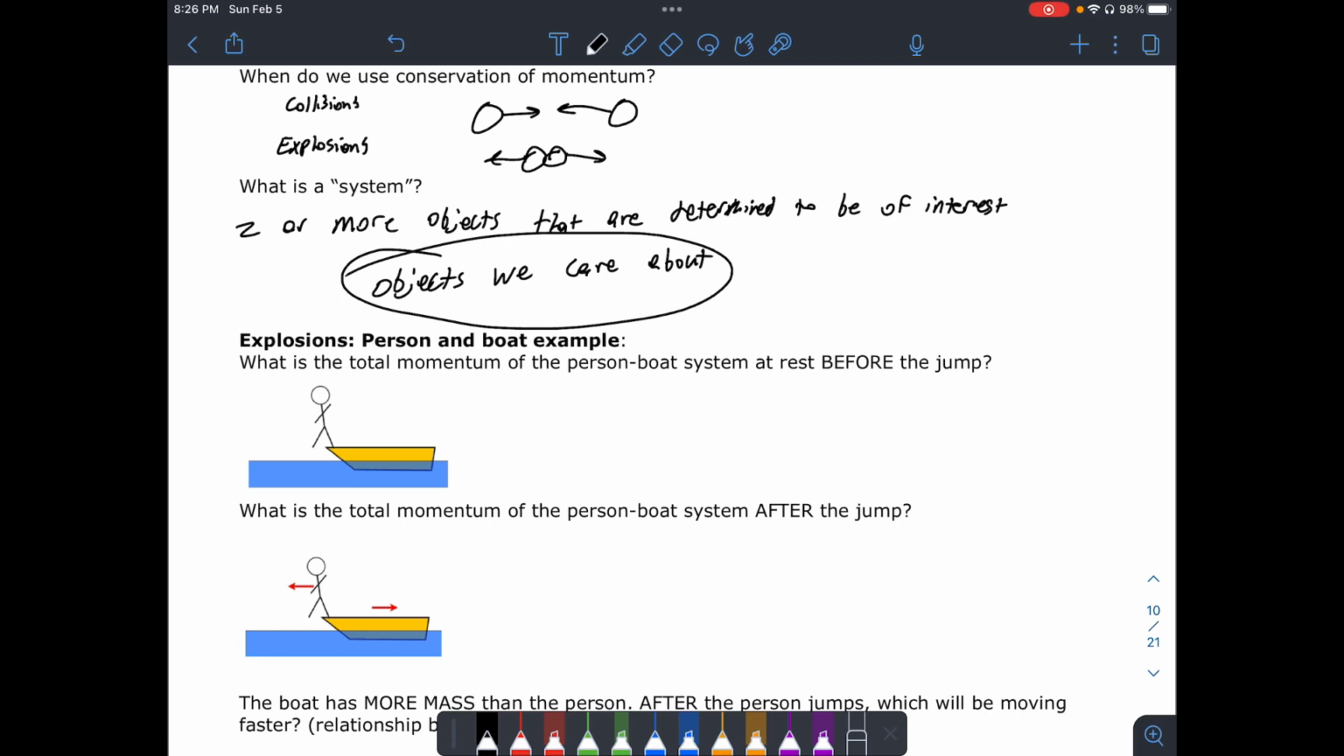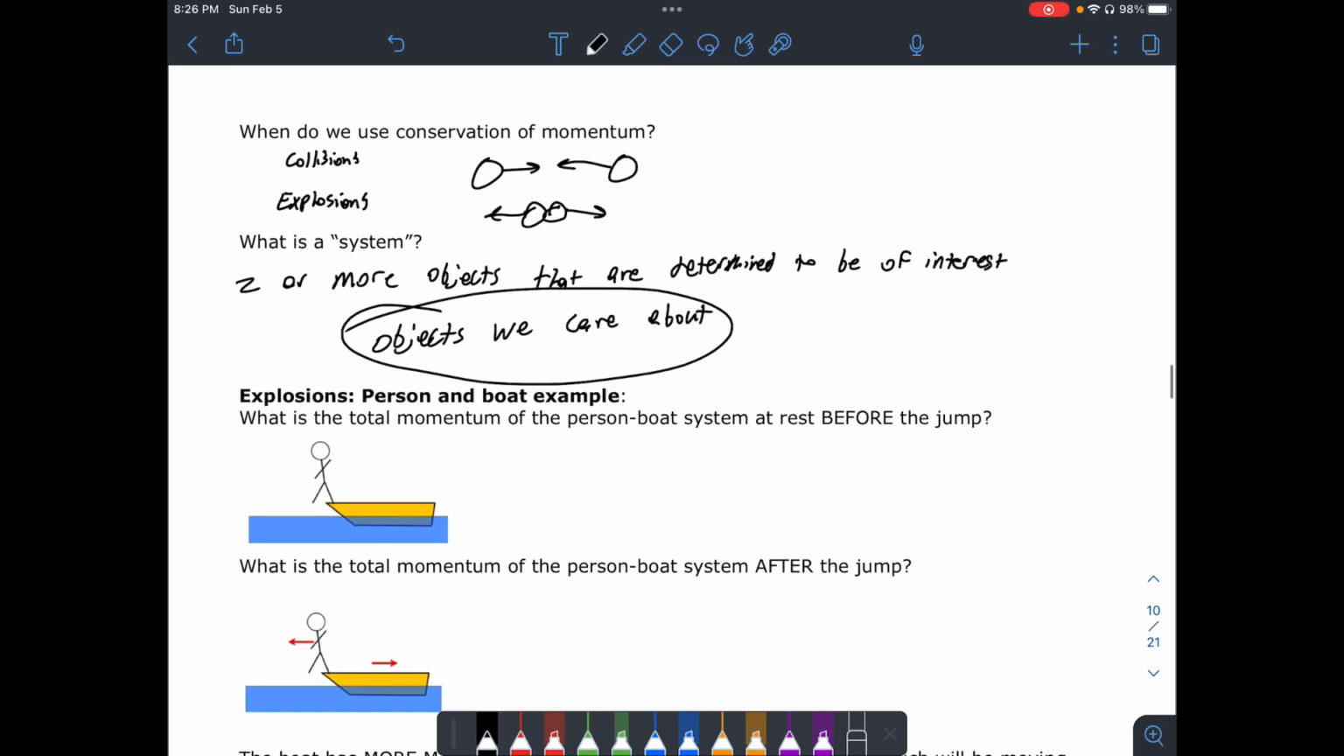So here we have an example of an explosion, which again, an explosion we might think of as something going boom. That's not always the case. One example here is just a person jumping off a boat, right? And it fits our definition of explosion. The person's going to go this way. The boat's going to go in the opposite direction.